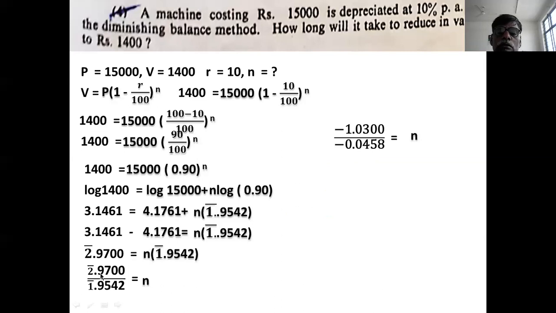Minus 2 is the minus value, minus 2 plus 0.97. Its answer is minus 1.03, and minus 1 plus 0.9542, its answer is minus 0.0458. Minus minus get cancelled, and you divide 1.03 by 0.0458. If you divide it, your answer is n is equal to 22.48.